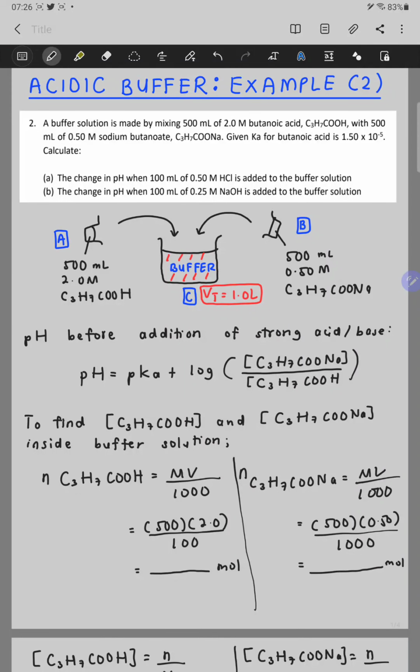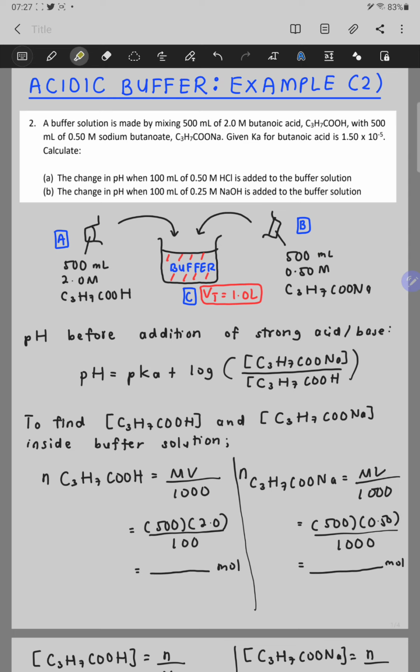Okay kelas, so untuk example 2, example 2 ni dia sedikit berbeza dengan example 1. Perbezaan dia adalah di mana selepas kita add strong acid and strong base itu ada perubahan pada volume of buffer. Okay, so teacher baca dulu statement dalam soalan.